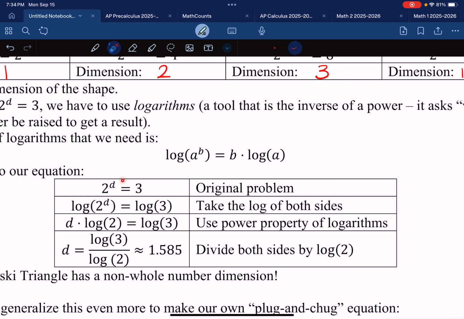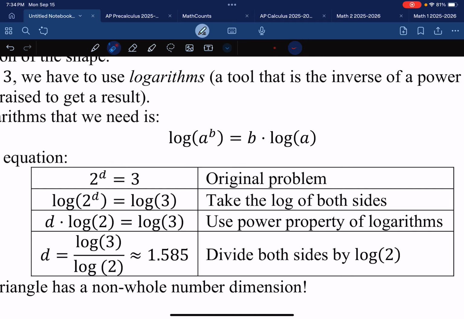So again, we're trying to solve 2 to the power of d is equal to 3. That's the original problem. And we're going to take the log of both sides. Whatever you do to the left side, you do to the right side, one of the universal truths of solving equations in mathematics, right? And then here's that property. Remember that d was on the inside, and then we pull d to the outside, and now d is on the outside, and it's being multiplied. We're using that property that I just talked about.